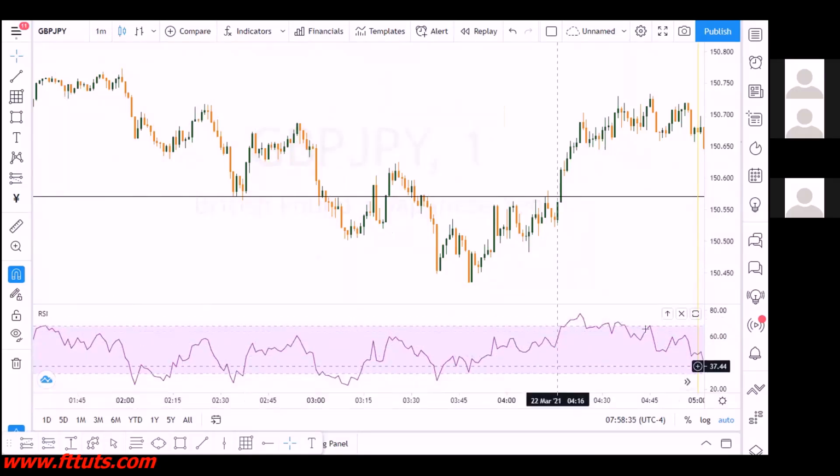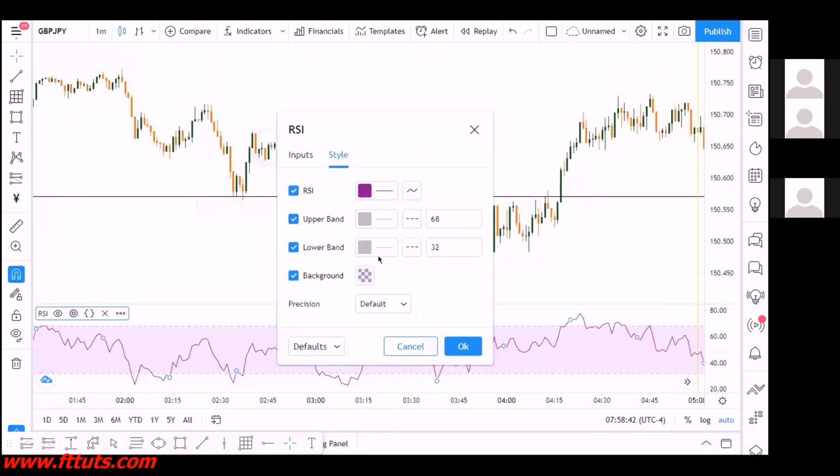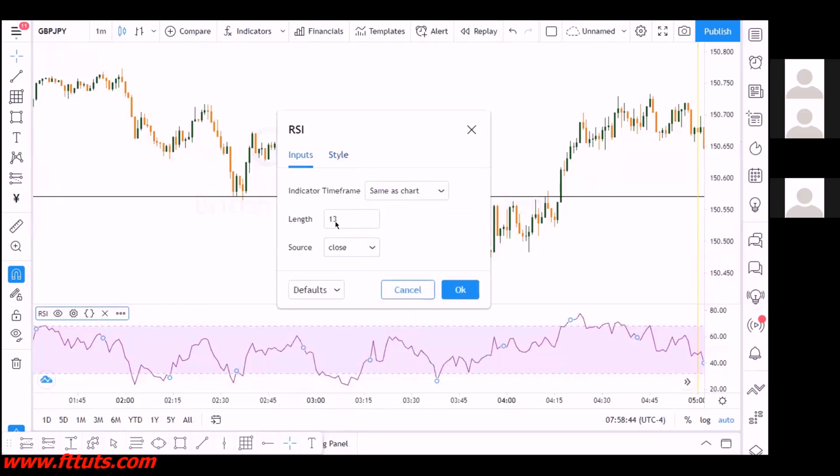Now my RSI settings, if you may ask, what's my RSI settings? The only setting I change is the length. It's 13. The length is 13. Source close, same as charts. This is my RSI settings. So there's nothing more to it.